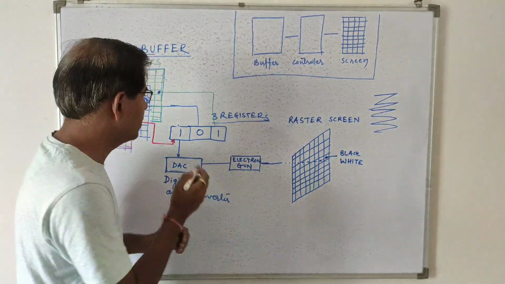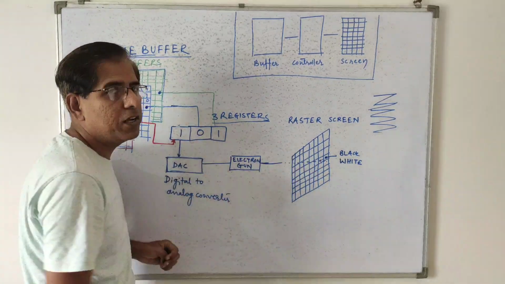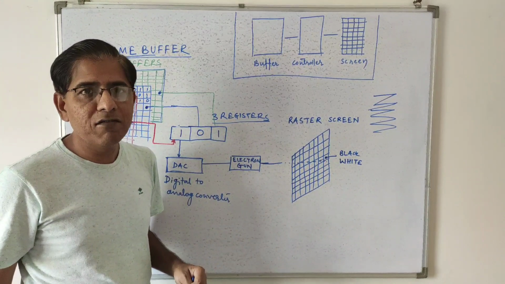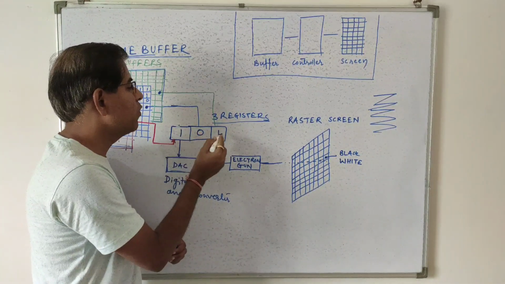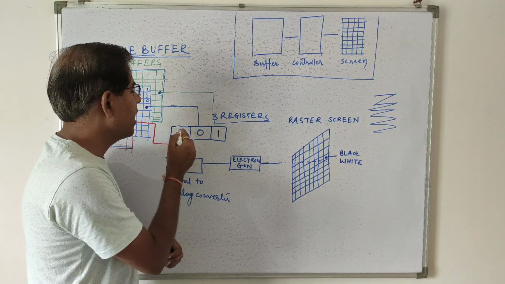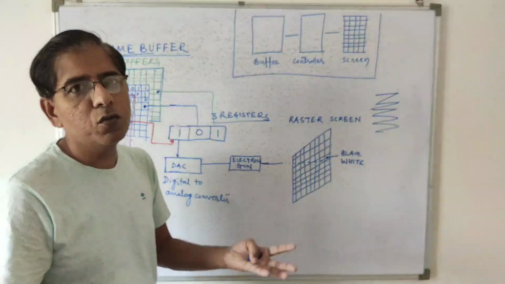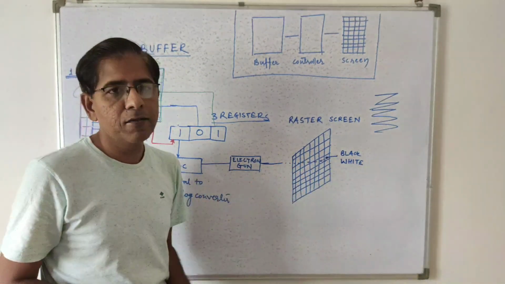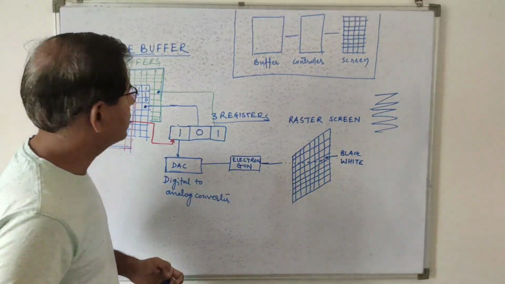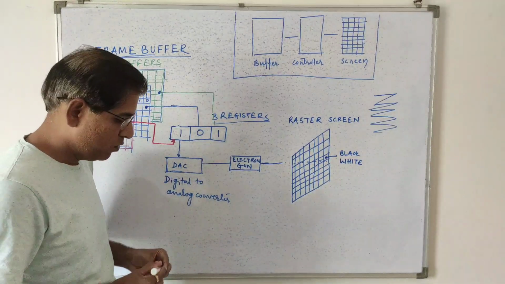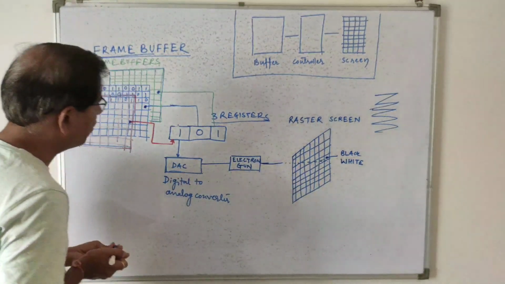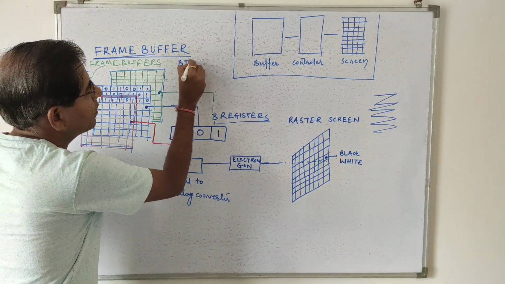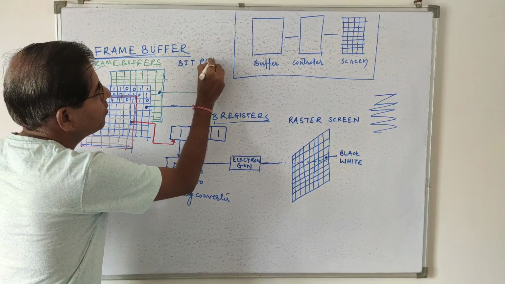Either complete black, if it is 0 0 0, that means complete black. 1 1 1 means complete white, and 1 0 1 or 1 0 0 or 0 1 1 would give you different shades of gray. Okay, so this is how this frame buffer works. Now, since this frame buffer stores the information bit by bit, this is also called a bit plane.